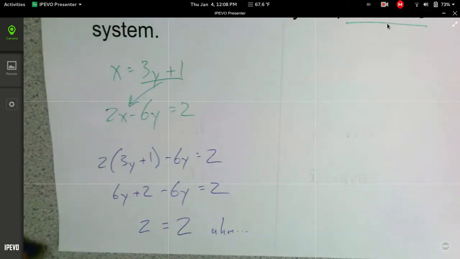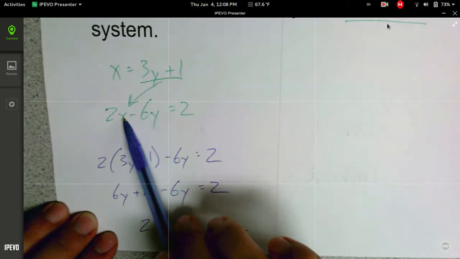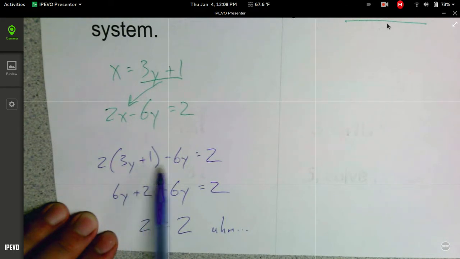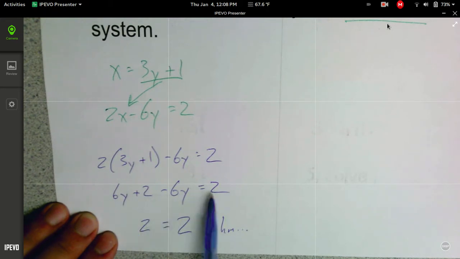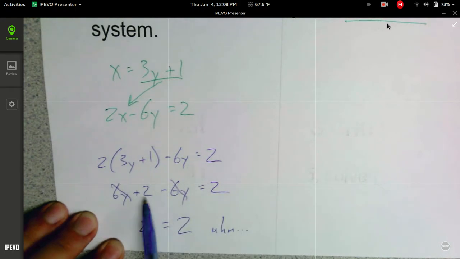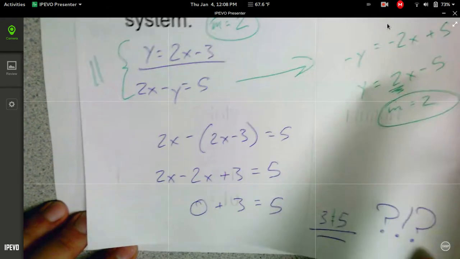Okay, so we've simplified this one. We were given x. We plugged it in for 2x minus 6y is equal to 2. So you get 2 times 3y plus 1 minus 6y is equal to 2. Distribute the 2 through. You will get 6y plus 2 minus 6y is equal to 2. The 6y's will cancel because they're negatives, and we're left with 2 is equal to 2. Well, that is a true statement. It's not like the last problem where we had 3 was equal to 5, so that's a good thing.